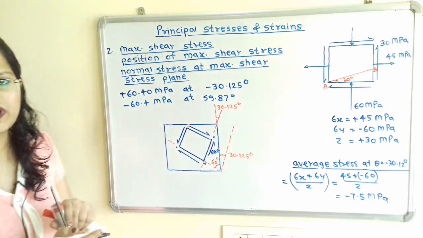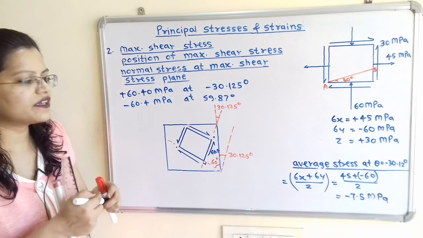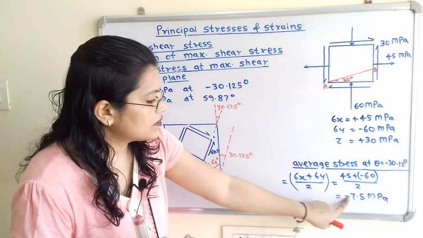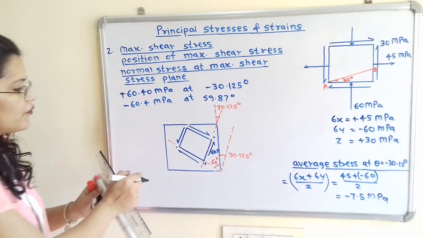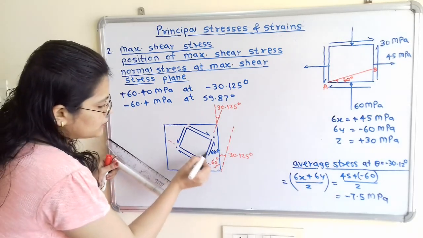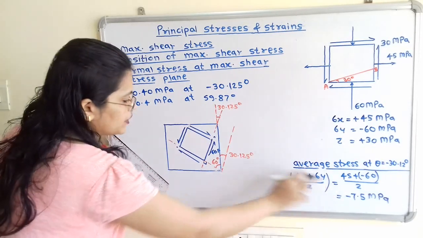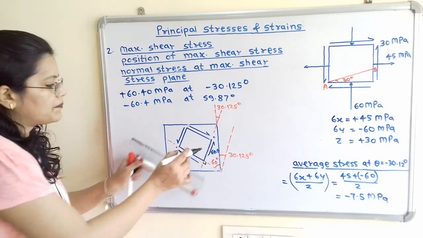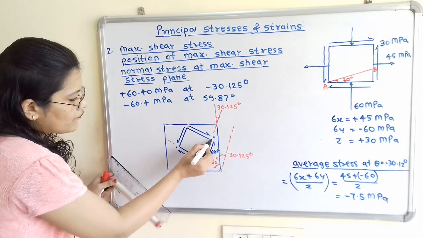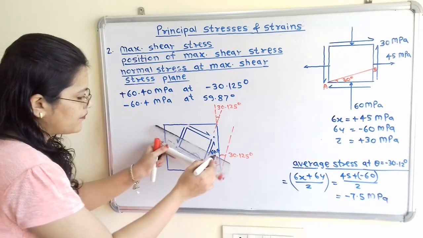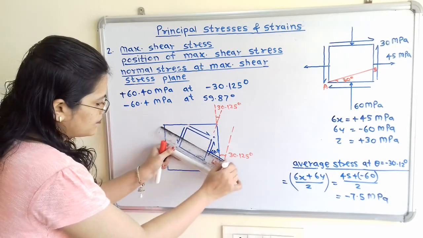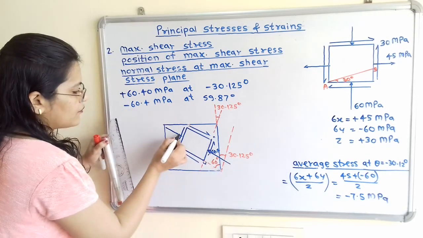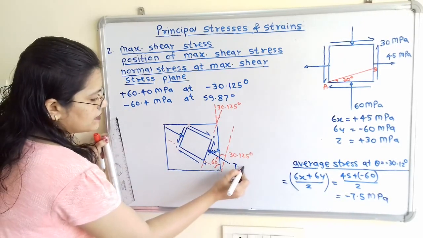Now how to show that? If we observe, it is a compressive force because the sign is negative. So we have to show that the nature is compressive and the magnitude is 7.5. I will show normal, that means perpendicular. So we have to draw a perpendicular line to this face, and for this face also, and we show the magnitude only, that is 7.5.